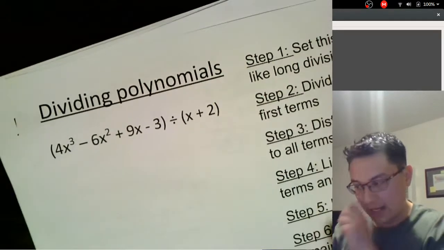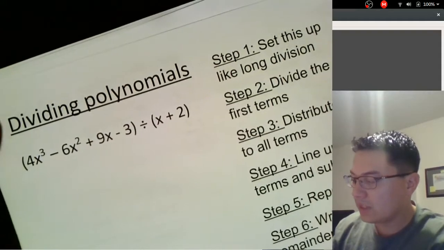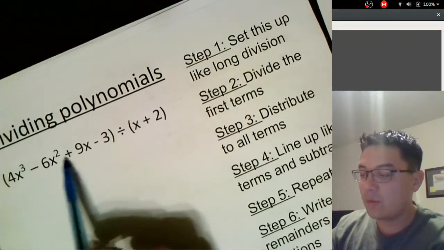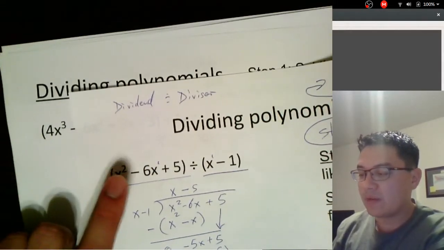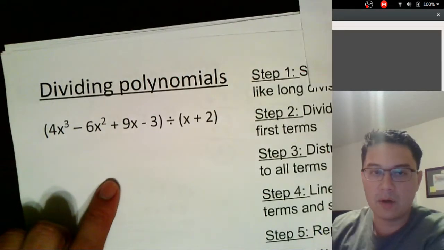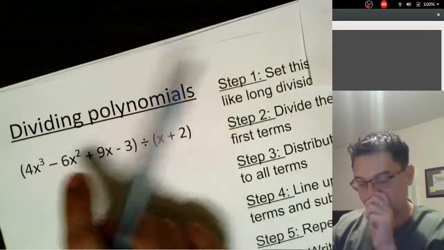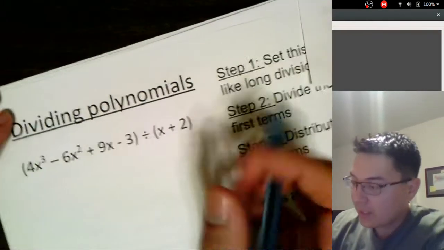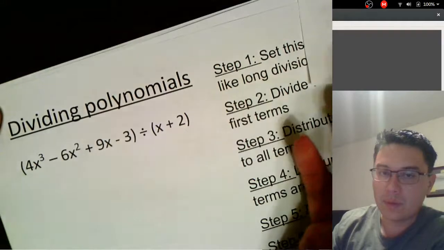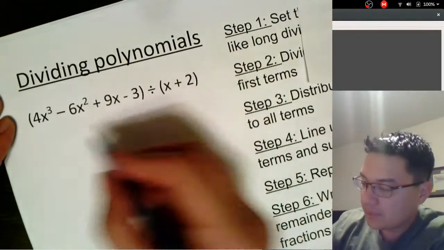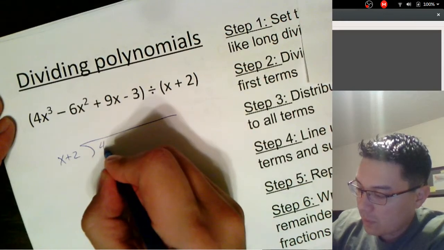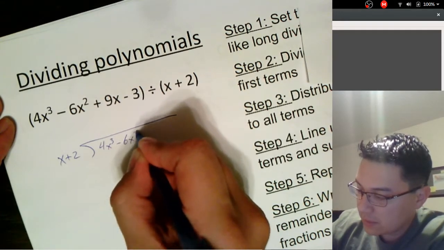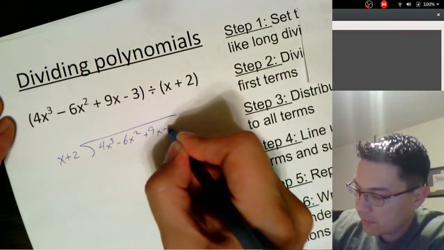This one is going to have a remainder on it this time. You'll notice that it's 4 terms this time instead of just the 3 terms. So instead of having a largest term of x squared, our largest term this time is an x cubed. Sorry, my allergies are bothering me. So let's go ahead and rewrite this using our division bracket. So we're going to have x plus 2 and 4x cubed minus 6x squared plus 9x minus 3.